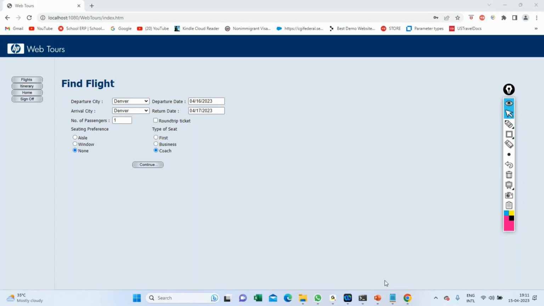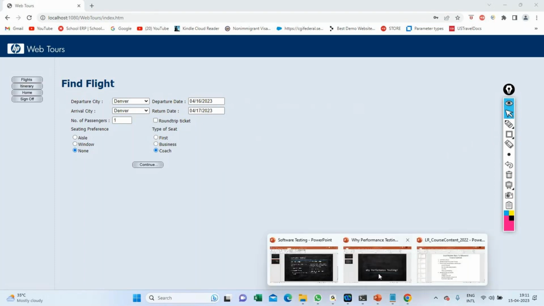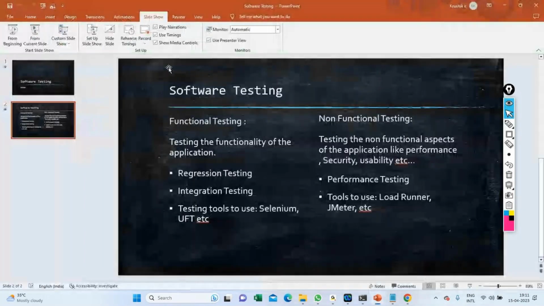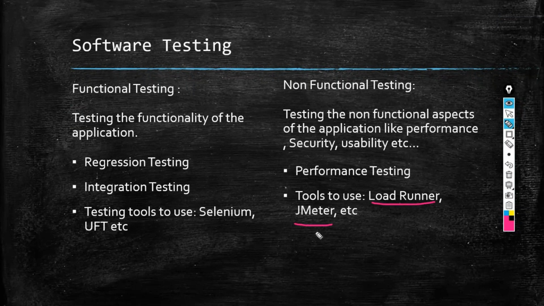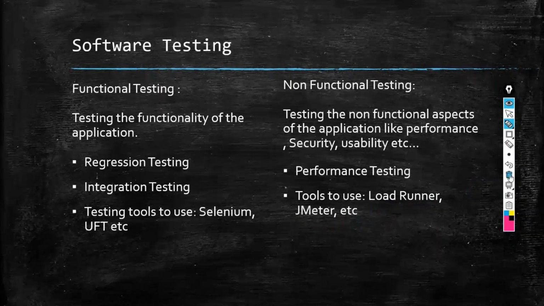Now the most widely used tools in the market are LoadRunner and JMeter. These two are the most widely used tools. Of course, you have some other tools like Gatling, NeoLoad, but these two are occupying the majority share. Approximately more than 80% of the organizations go with LoadRunner and JMeter. Now that is about the non-functional testing.